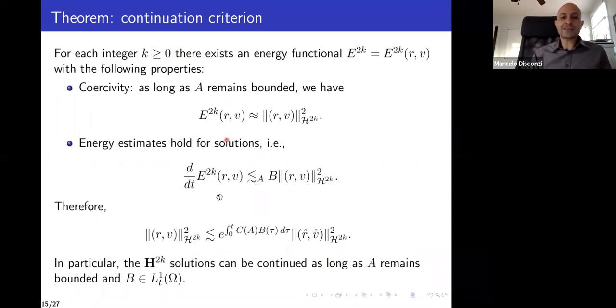Then from these two facts, you can just Grunwald this inequality and say that you can control your norm at time t by the norm at time 0 in the initial data with an exponential factor that involves this norm B. So this tells in particular that solutions can be continued in time as long as A remains bounded and B is integrable in time. Okay, this looks very much like a standard continuation criterion that you have for the ordinary Euler equations without a free boundary, and for many other PDEs, in fact.